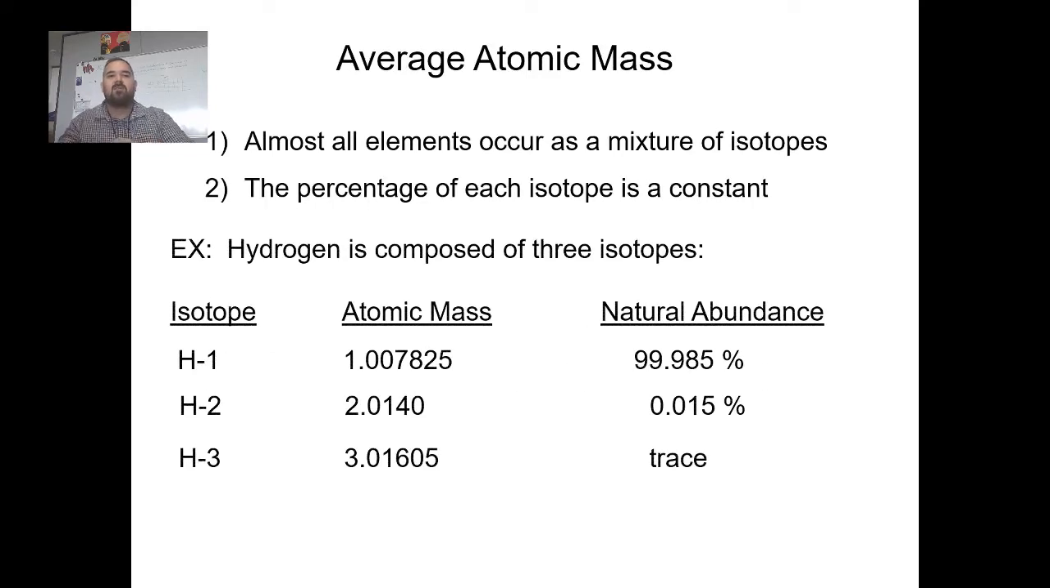All right, so almost all elements occur as a mixture of isotopes. The percentage of each isotope is constant. Hydrogen is composed of 3 isotopes. These are the isotopes of hydrogen. You don't ever need to learn the isotopes. That's not something y'all need to do here. But H1, which is regular hydrogen, makes up 99.99% of all hydrogen. So that's what a majority of it is. Hydrogen 2, that's a very, very small amount. And then H3, even smaller amount. This one's extremely unstable. You're not going to find very much of it.